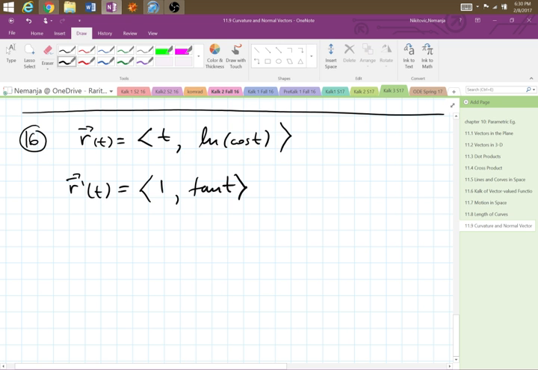So the derivative, right? Derivative of, yeah. Negative tangent, details. And then the unit tangent vector.